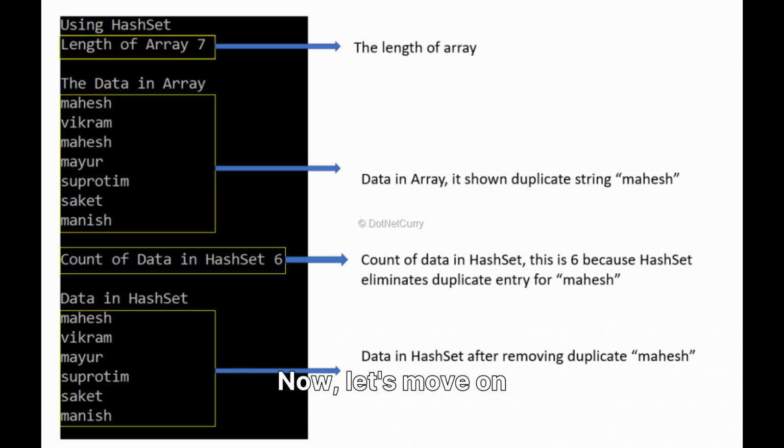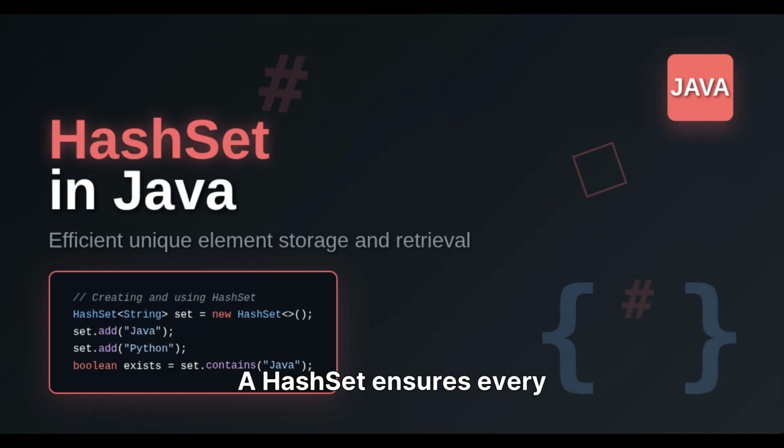Now, let's move on to hash sets, a powerful collection type in C#. It's designed for efficient storage and management of unique elements, ensuring every item within the collection is distinct and preventing any duplication. A hash set ensures every item it contains is distinct. If you attempt to add an element already present, the hash set automatically ignores the duplicate, maintaining the integrity of its unique collection without throwing an error.